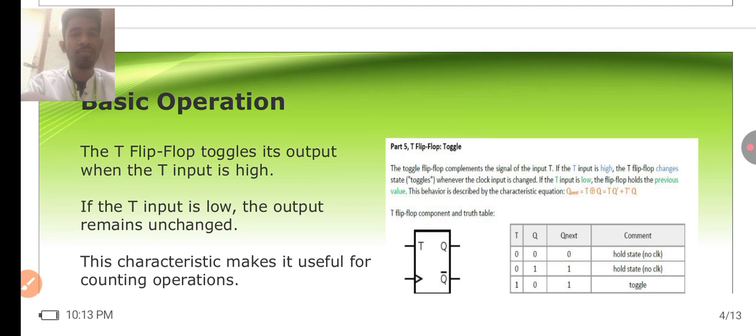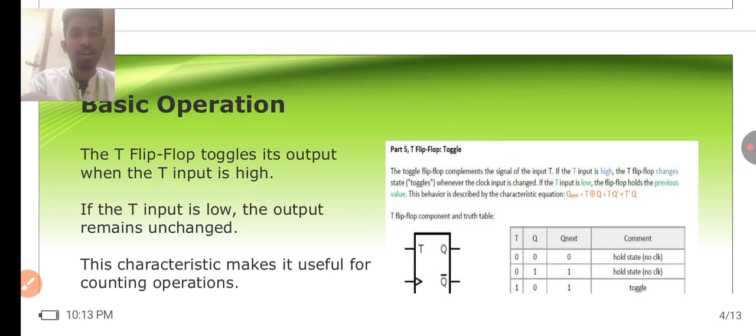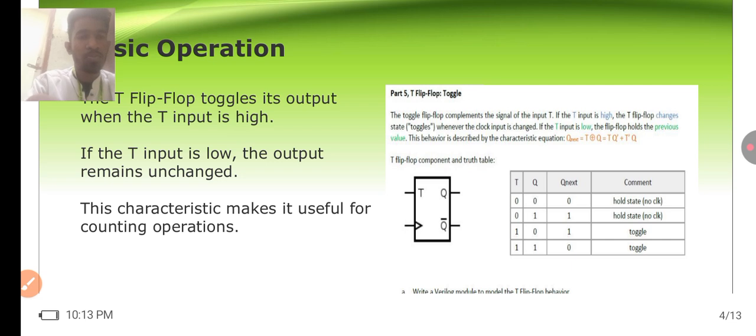Basic operation of T flip-flop. The T flip-flop toggles its output when the T input is high. If the T input is low, the output remains unchanged. This characteristic makes it useful for counting operations.